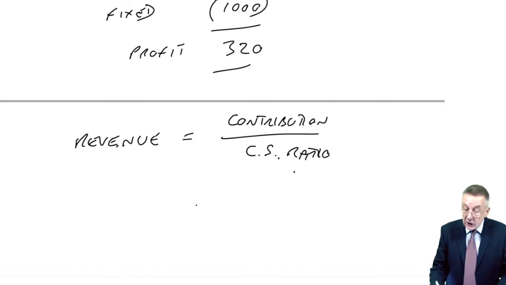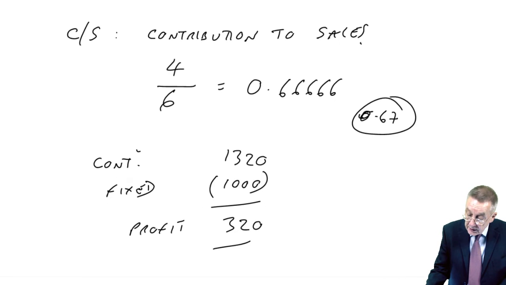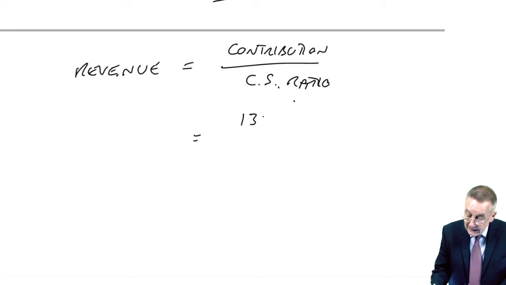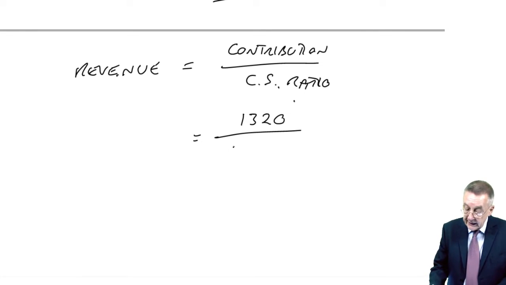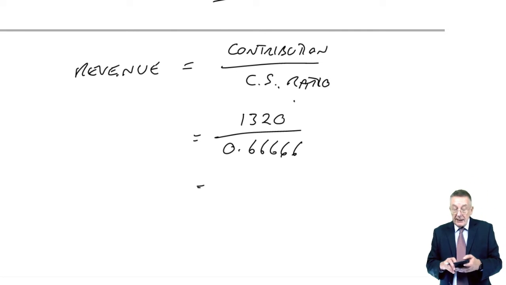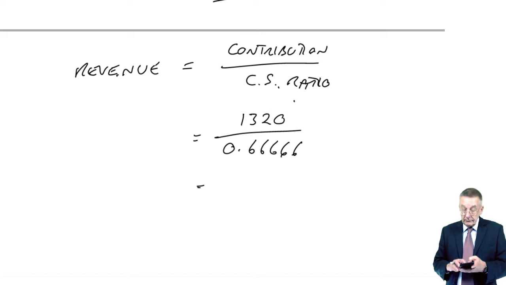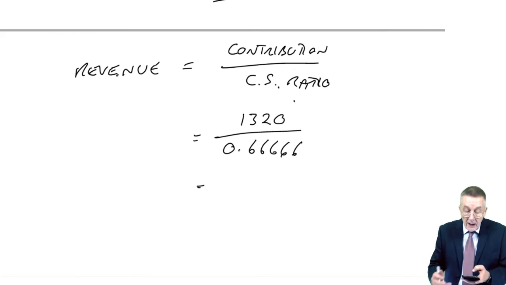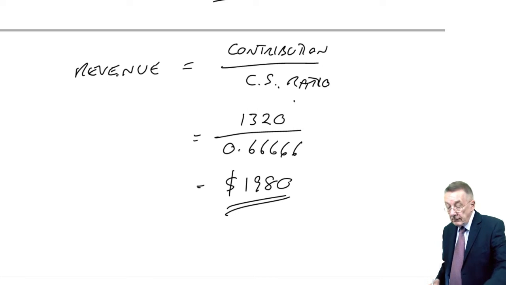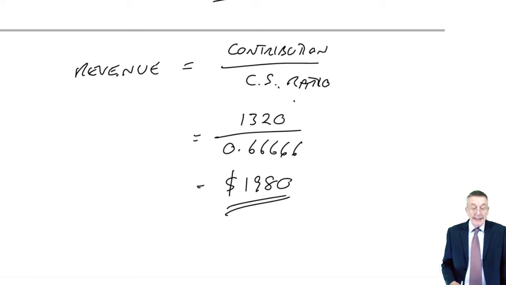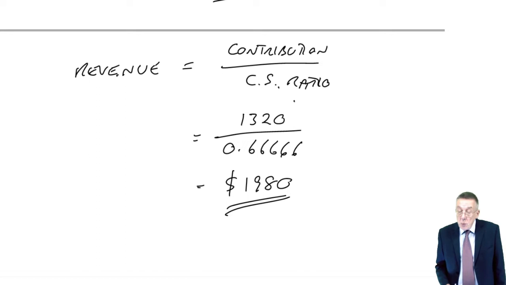So I can get the revenue directly. We know the contribution we want, 1,320. We know what the CS ratio is, 0.6666666. And if you divide, it comes to 1980. If we have revenue of 1980, we will end up making a profit of 320.